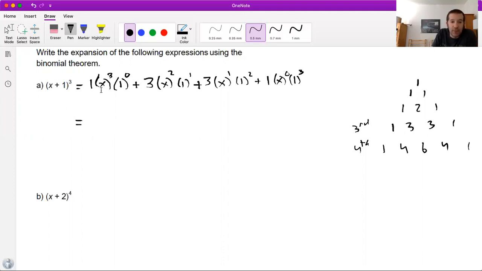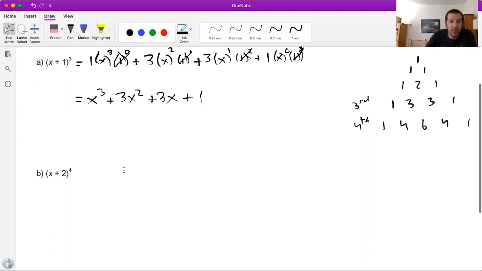Now I just simplify. All these 1s at the end are just 1, so I don't have to worry about them. This is 1 times x cubed times 1, which is just x cubed. This is 3 times x squared times 1, so 3x squared. This is 3 times x times 1, which is just 3x. And then plus 1. So good to go.